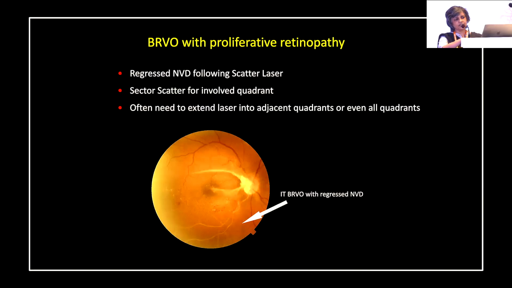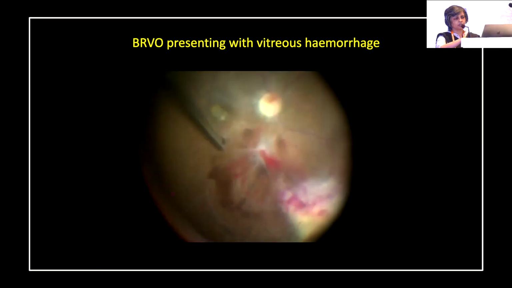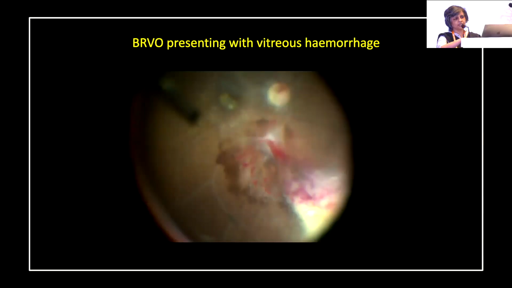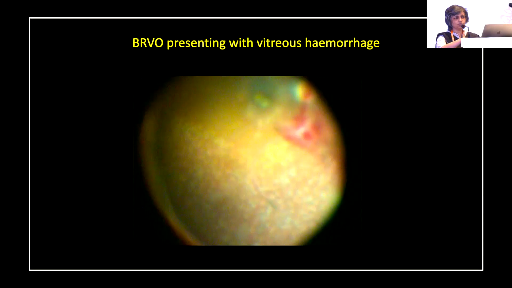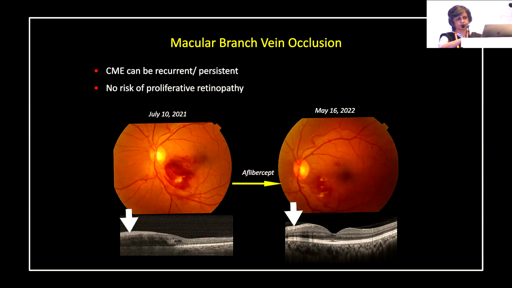Often we may have to extend the laser not only to the involved quadrant, but also to adjacent quadrants. And many times, if the ischemia is severe enough, we have to do a complete pan-retinal photocoagulation even in a BRVO. They can come like this with end-stage disease, tractional retinal detachment. So surgery followed by good scatter laser during surgery itself. Macular branch vein occlusion is a localized affection, so there are no proliferative complications, but the macular edema can be very recurrent or resistant to treatment.